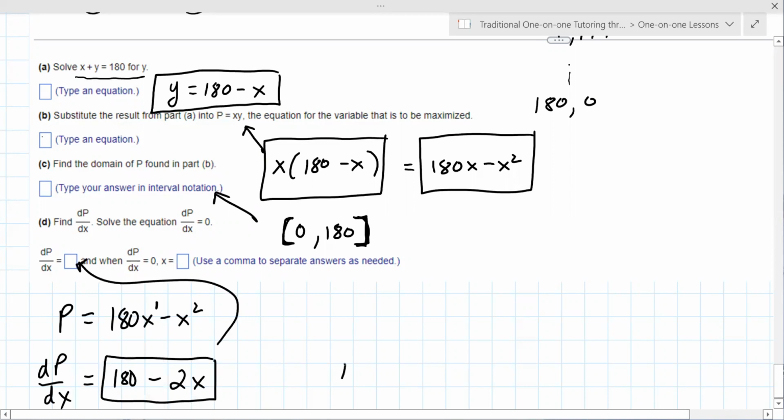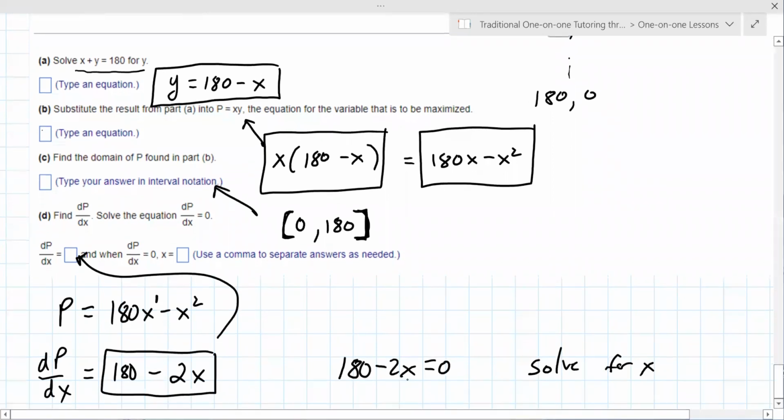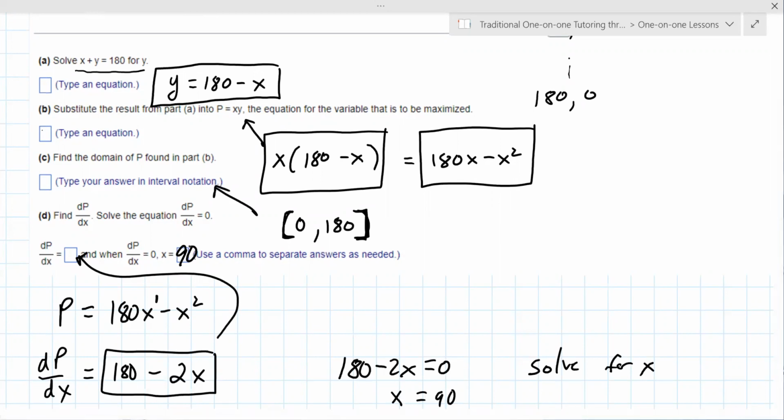The second thing they're asking you to do is set the derivative equal to 0 and solve for x. Okay, so to do that, you just manipulate things around here and you get x equals 90. There's only one answer for this. I don't know why they say comma separated answers.